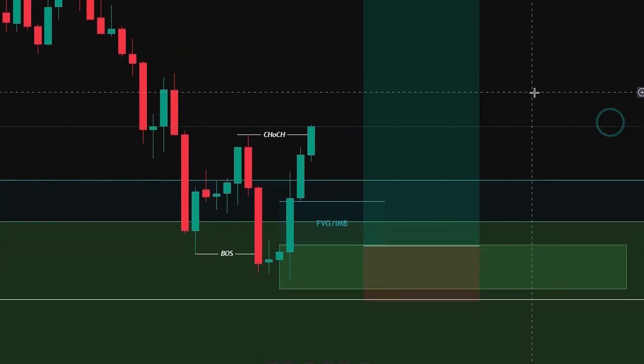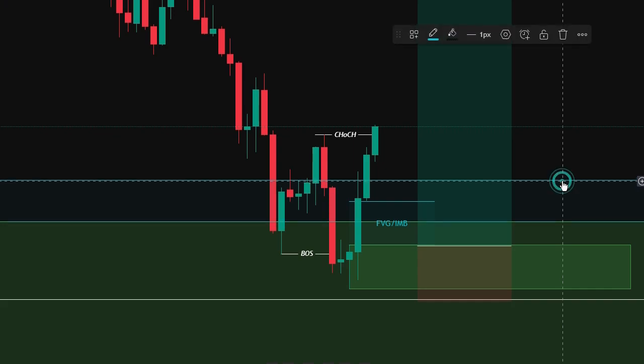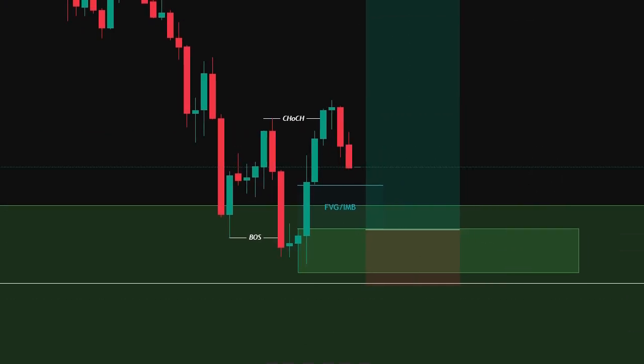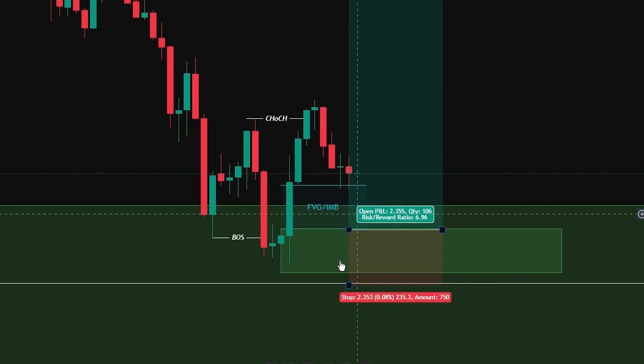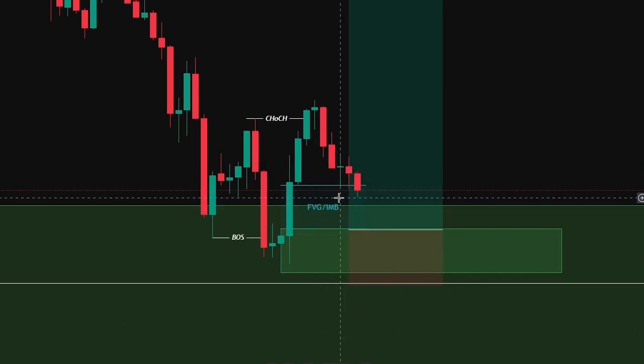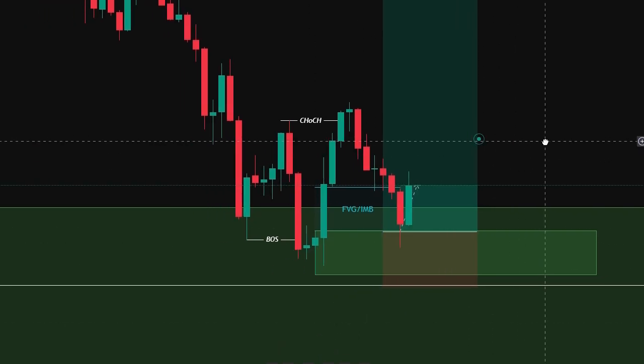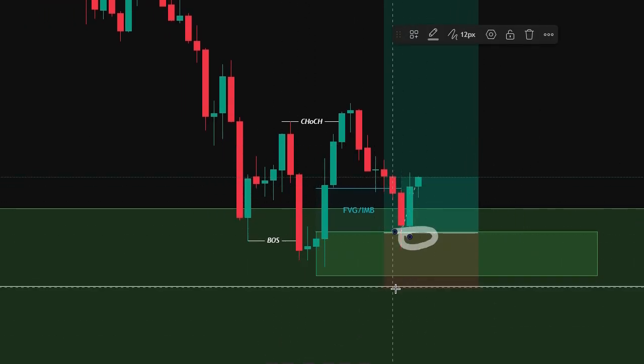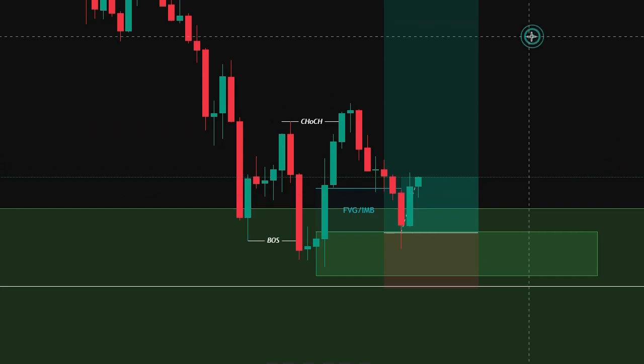Now just waiting for the market to come back to our zone, and we just want to place our entry here. Now let's forward. The market has started moving here. You can see it just reacted to our imbalance zone here. Now waiting for the market to place. So you can see the entry is placed exactly on this candle, and our stop loss is shifted here.